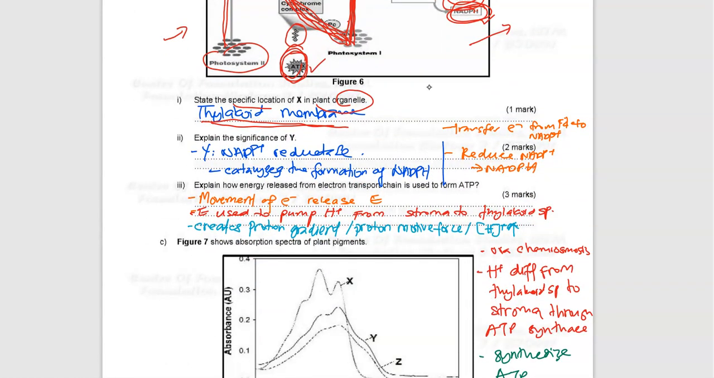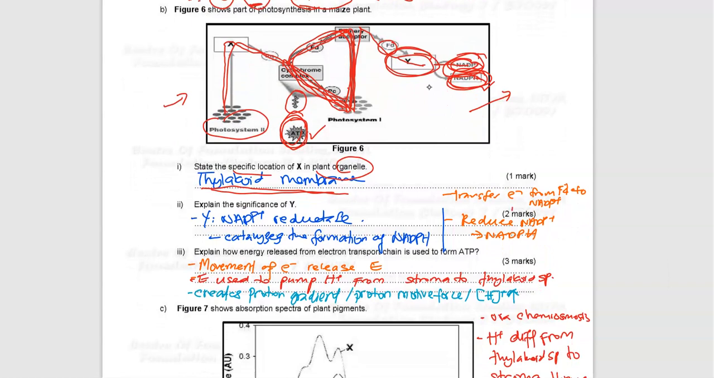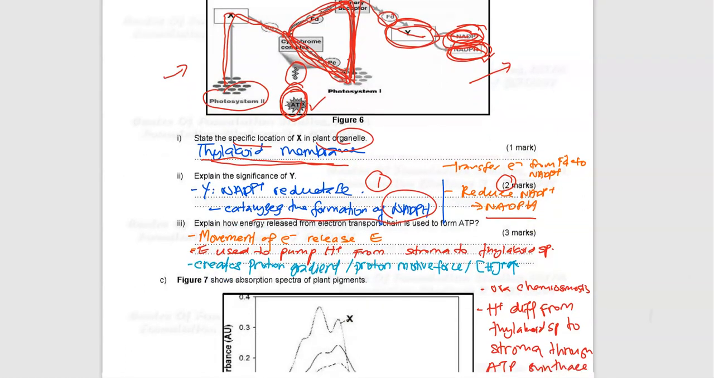Next question, explain the significance of Y. So Y is NADP plus reductase, which is an enzyme used to receive electron from ferredoxin and then transferred to NADP plus to form NADPH. The question is 2 marks. So basically if you mention Y is NADP plus reductase, you get 1 mark. And the function of the enzyme is to catalyze the formation of NADPH, or reduces NADP plus to NADPH.